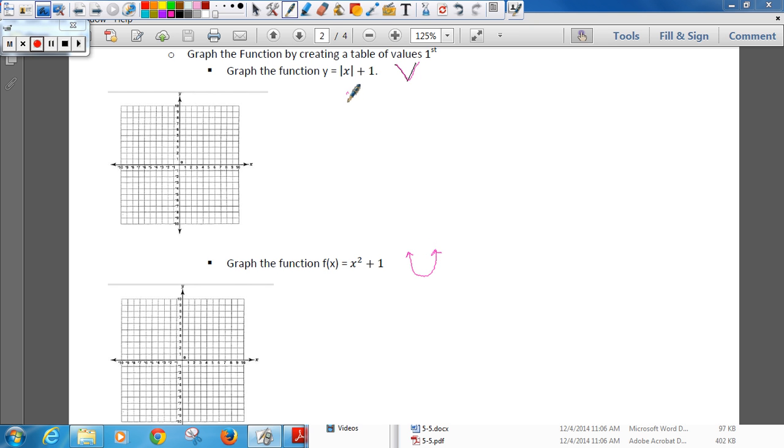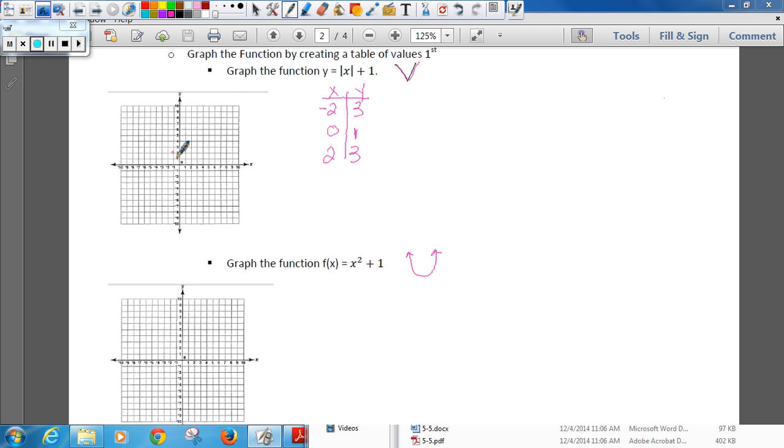Okay, so if I go ahead and I make my table of values, x, y, let's say for x I put in -2, 0, and 2. I need both sides of the graph. That's why I did both positive and negative. So the absolute value of -2 is 2. 2 plus 1 is 3. The absolute value of 0 is 0 plus 1 is 1. The absolute value of 2 is 2. 2 plus 1 is 3.